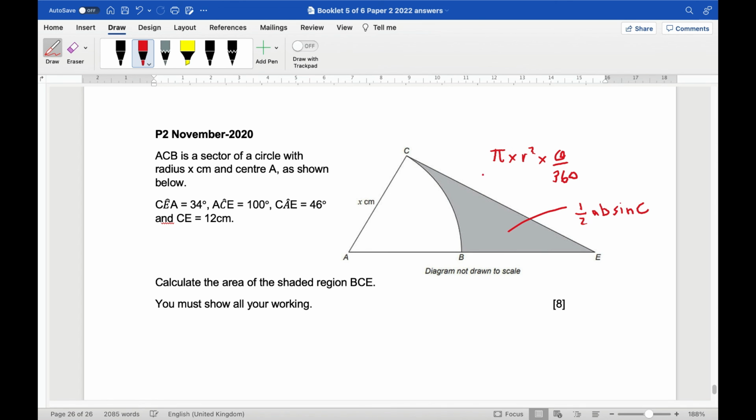Okay, what do I know? Right, CEA, which is this one, is 34. ACE, which is the full angle here, is 100. Now, before I even go on, I can work that one out. So I've got 2 angles here, 134 from 180. Right, write the workings out, don't just assume it's 46.